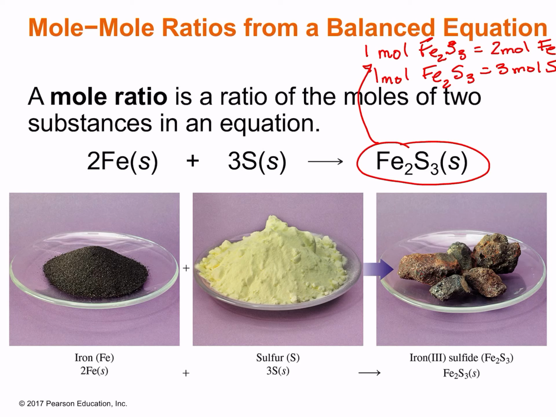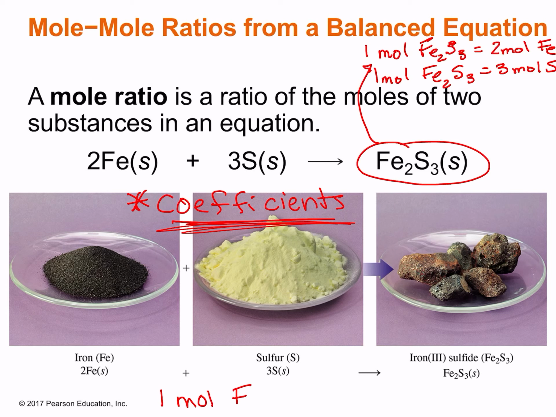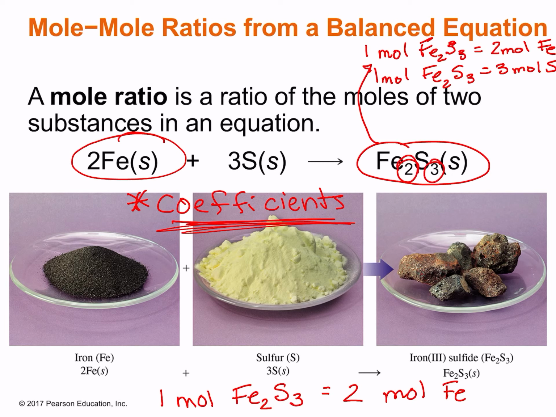The mole ratio is a ratio of the moles of 2 substances in an equation. This is going to use the coefficients. We are only really looking at the coefficients here. For every 1 mole of iron sulfide, it can react with 2 moles of iron. This is essentially the same as what I wrote before, but there I was looking within the compound, and now I'm looking at the coefficients, the numbers in the front.